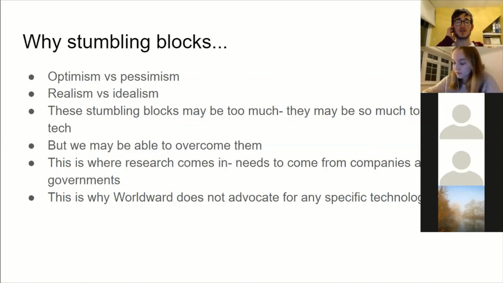So stumbling blocks, because we don't know how many of these are severe problems, which will mean we can't do it, and how many of these are actually just things that we need to work around. And also realism versus idealism, because we could also say none of these have any problems, but of course they do. But we also need to be realistic and say some of these problems will limit the scale, but that doesn't mean we can't work around them, doesn't mean we can't solve them.